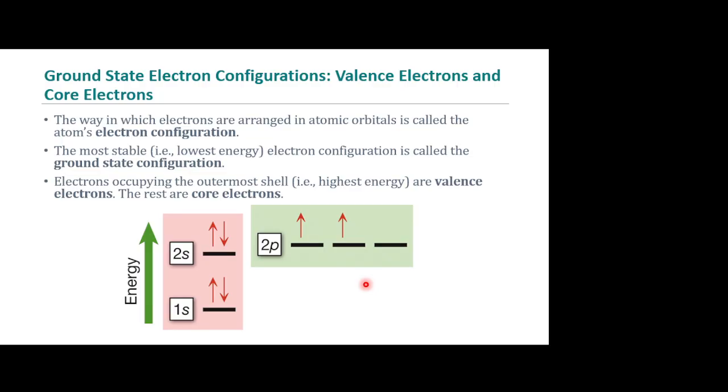So the way in which electrons are arranged in atomic orbitals is going to be called the atom's electron configuration. You all probably remember this a little bit. No? Okay, we'll go over it real quick.